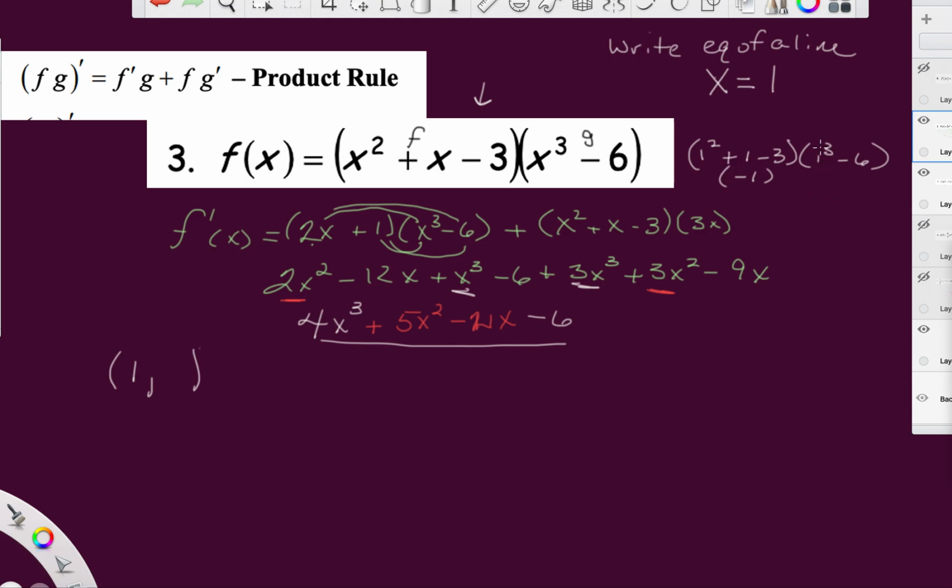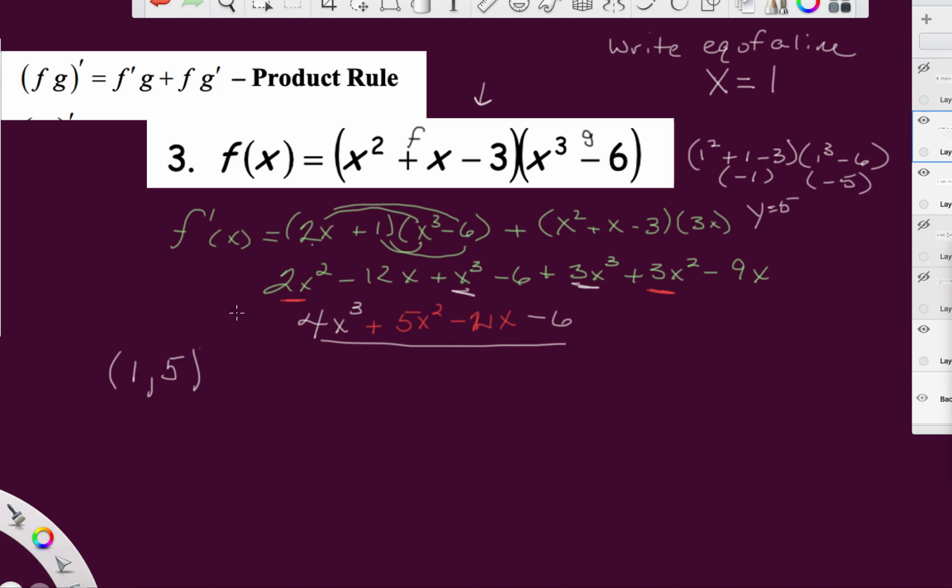And then 1 cubed is 1, minus 6 is negative 5. And negative 1 times negative 5 is 5. Right? So y equals 5. When x is 1, y equals 5. And I'm going to put that in there. All right, so now I have my coordinate pair, and I can use that.